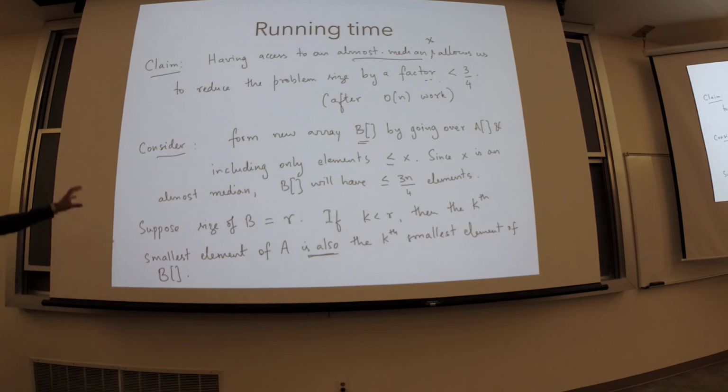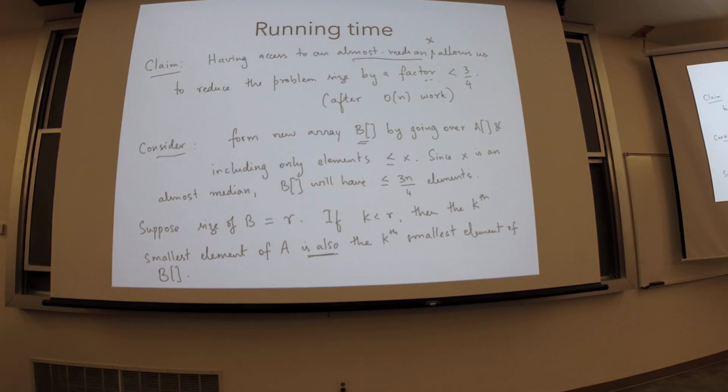So this is what I claim. Now, does everyone agree? This is just a simple observation based on the fact that x was the rth smallest element. I built an array which has everything smaller than it. Are we assuming that the kth smallest element is smaller than x? Yes, I am assuming that.